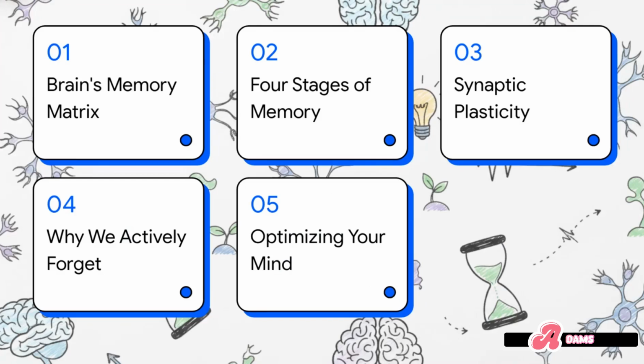So, to keep us moving, here's our roadmap for today. 1. The brain's memory matrix. 2. The 4 stages of memory. 3. Synaptic plasticity. 4. Why we actively forget. And 5. Optimizing your cognitive lifespan.